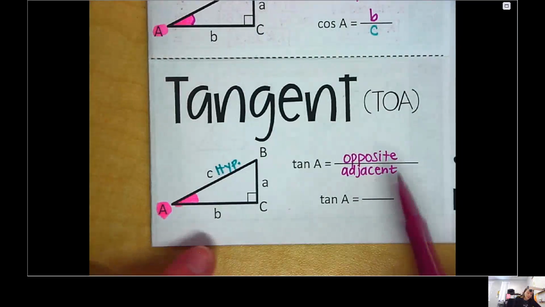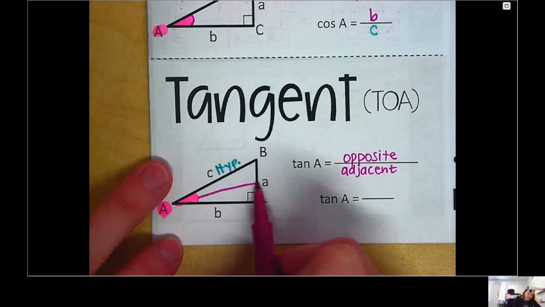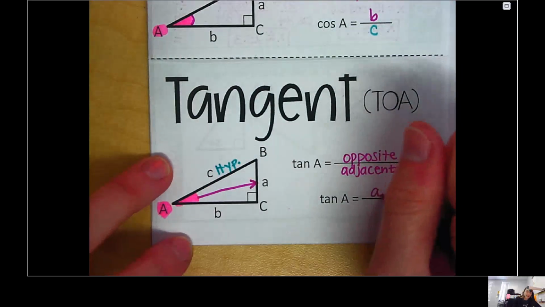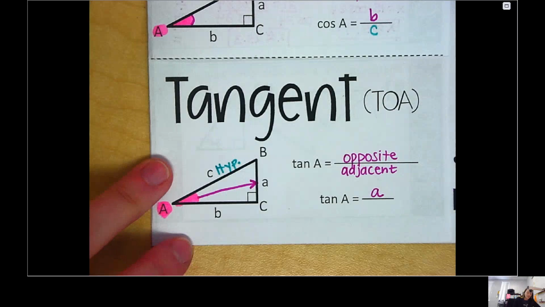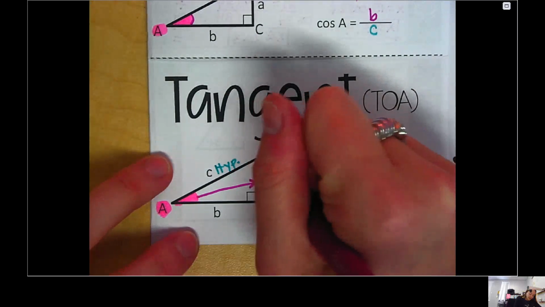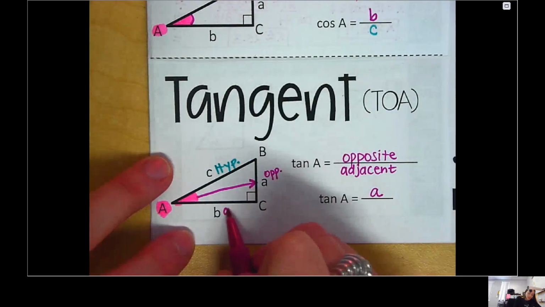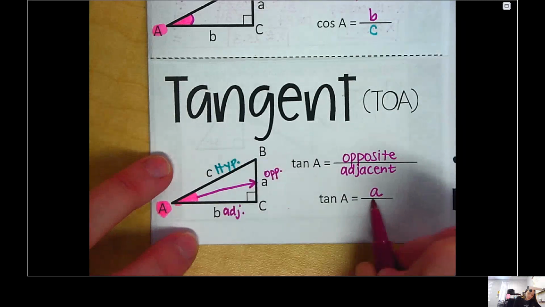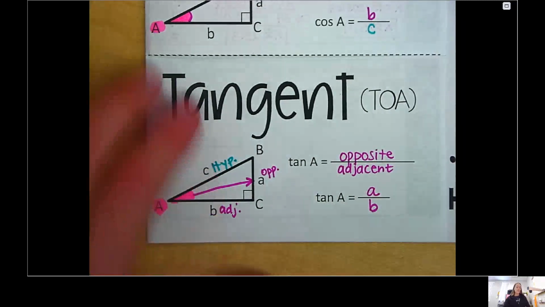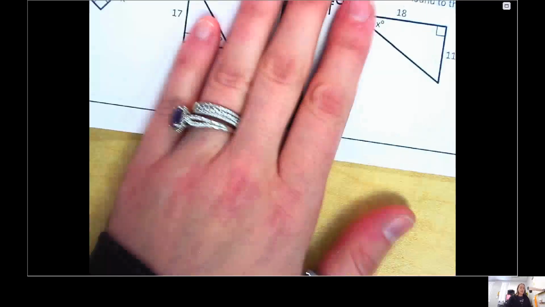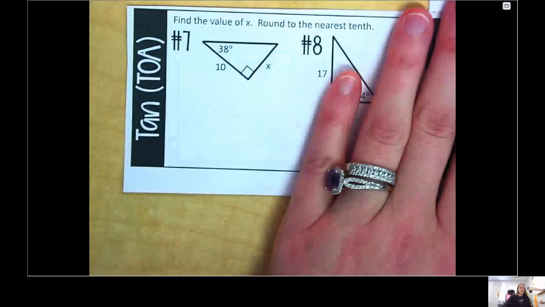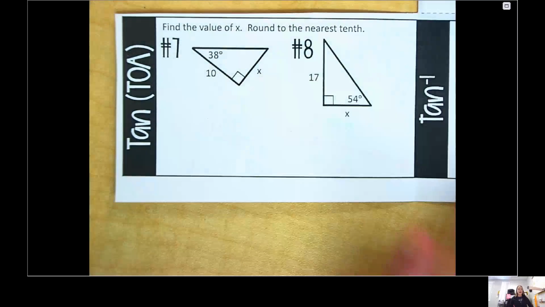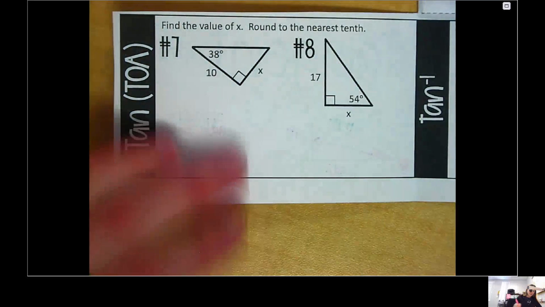So opposite over adjacent, across from the A is the lowercase a. And next to it, adjacent to it, is the B value. Okay, so we'll take that ratio now, and we'll find some other side lengths using this final ratio. So setting them all up exactly the same way I set up the other ones.